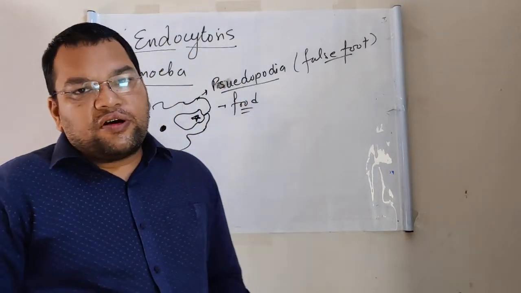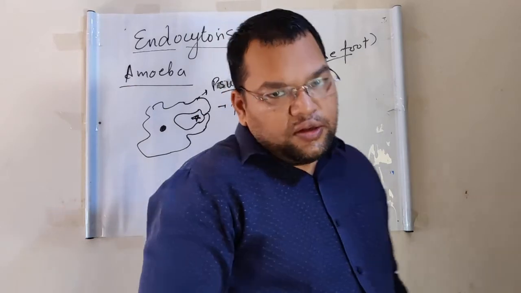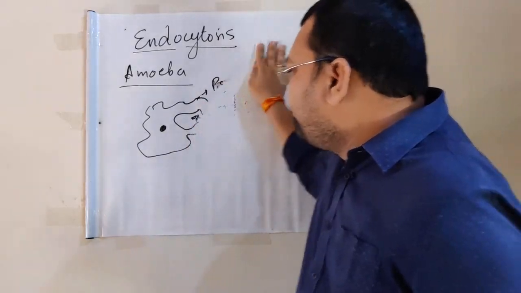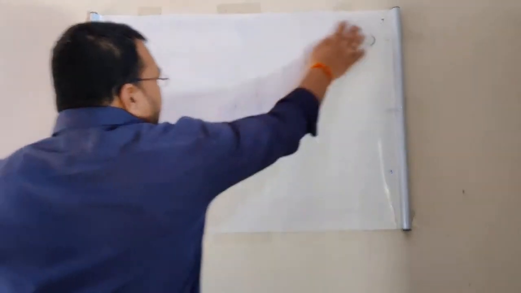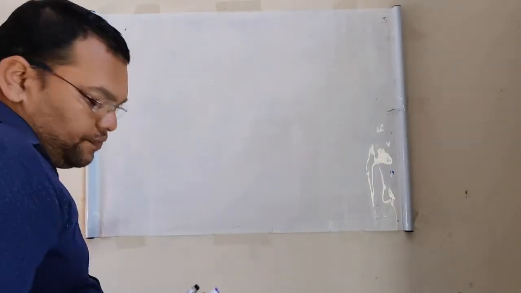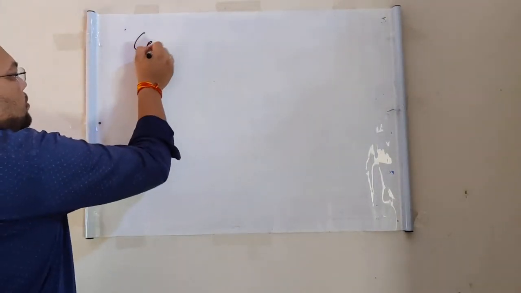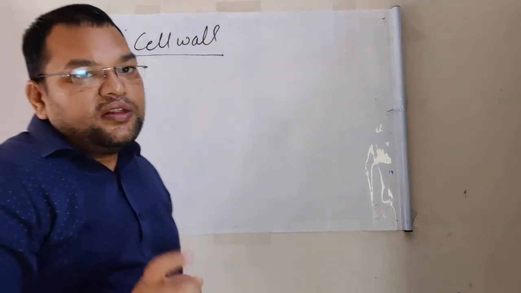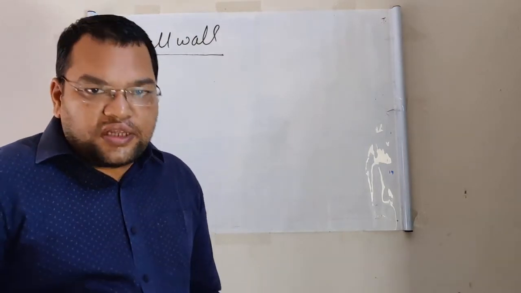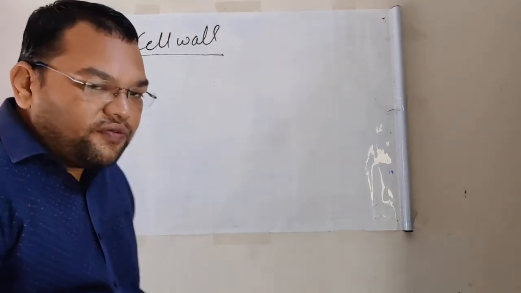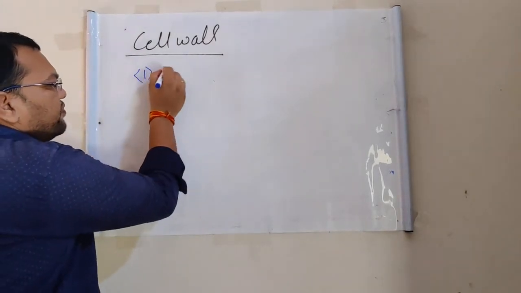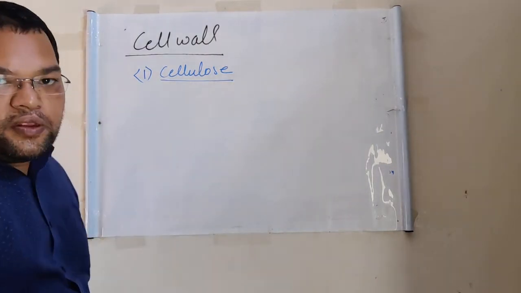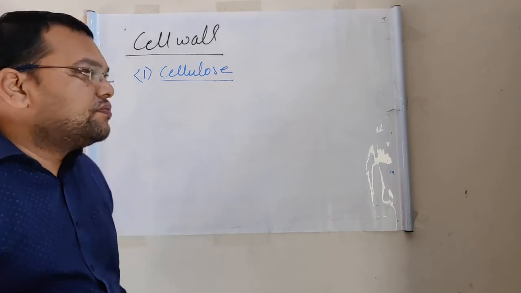Now the next portion in your NCERT book is the cell wall. As I told you in the first video, the cell wall is the outer covering of the cell, and the most important thing is that the cell wall is made up of cellulose.